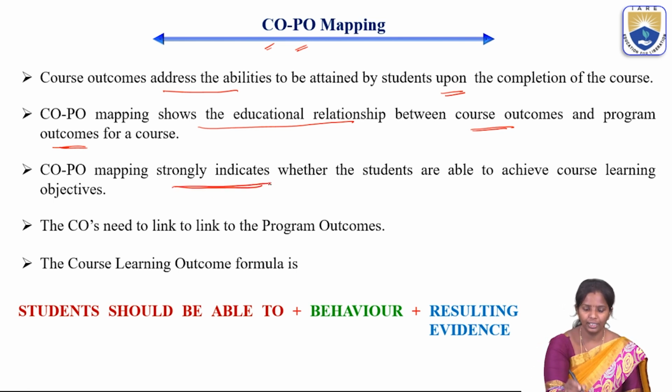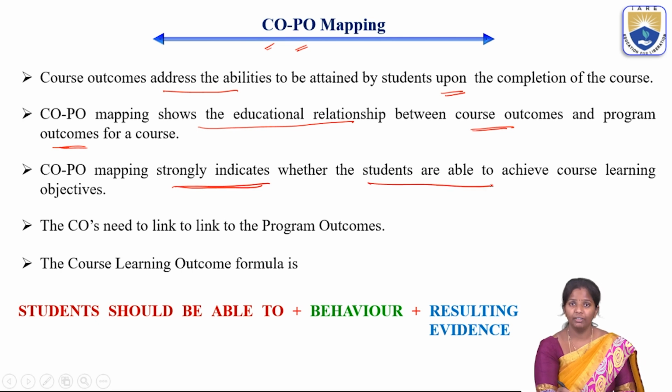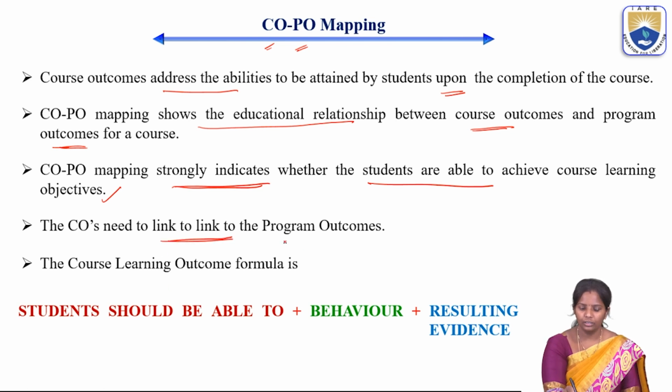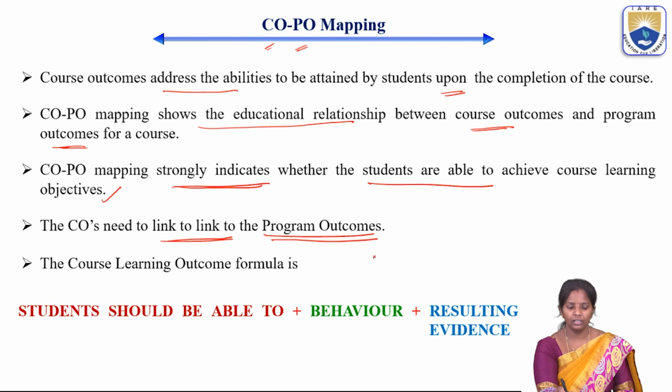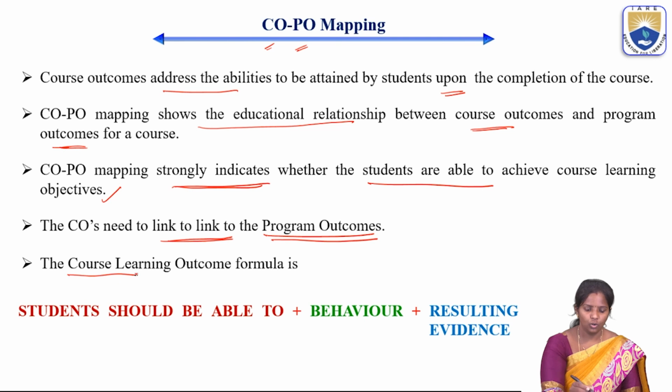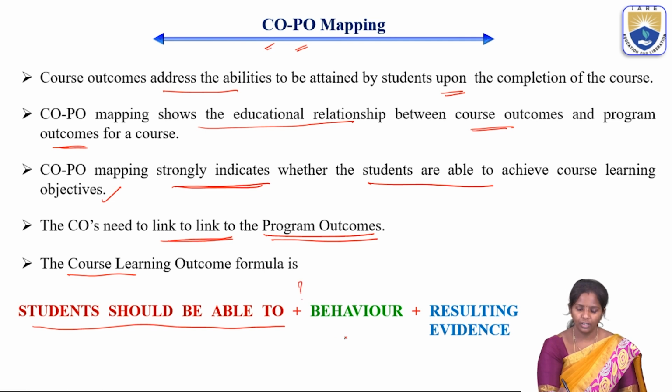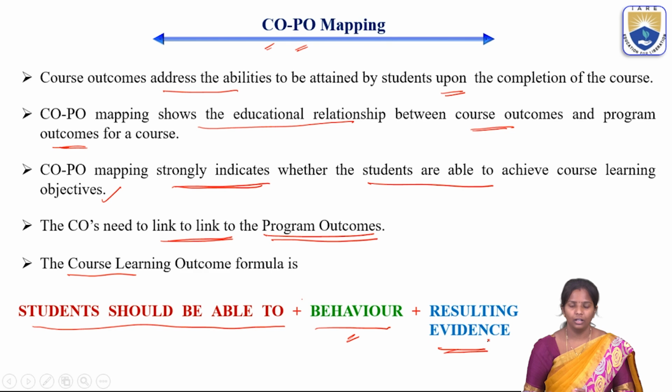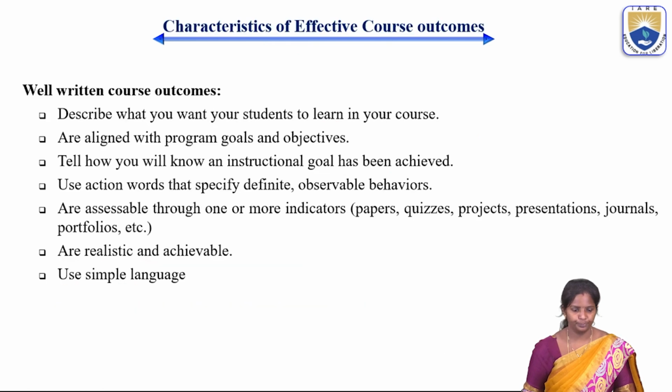It strongly indicates whether the students are able to achieve the course learning objectives. And the COs need to link to the program outcomes. So it is mandatory that course outcomes are always linked to program outcomes. Then the course learning outcome formula is: students should be able to, then behavior, then resulting evidence. So students should be able to do, analyze, or create. This is the behavior and the result. That is how we formulate the course learning outcome.